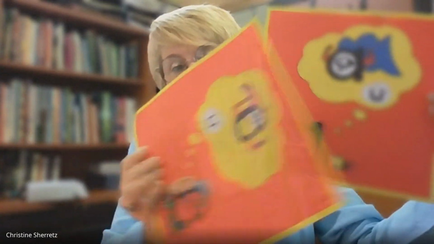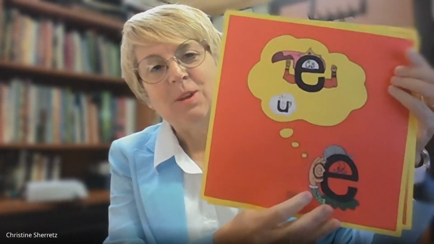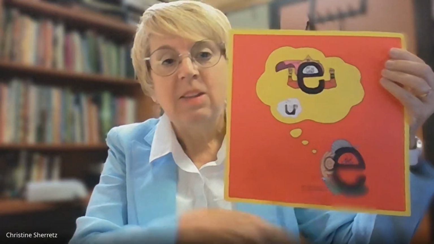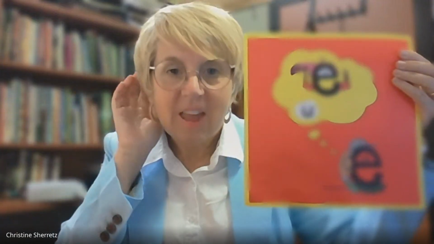Then we have, of course, E. When E is in superhero mode, they say their name, E. And when they are not in superhero mode, they dress up like an old woman and they say, eh, eh. So you're teaching them these sounds. It does get a little bit more complex.